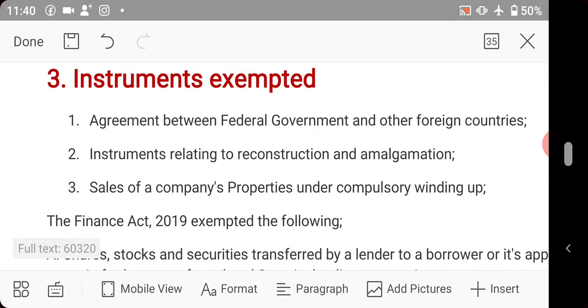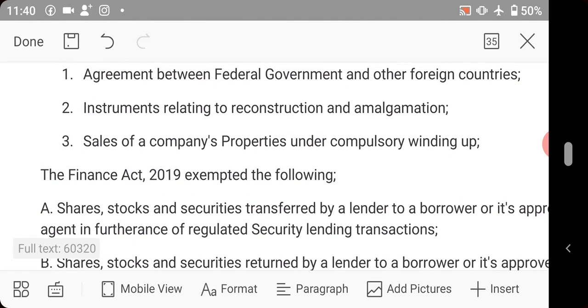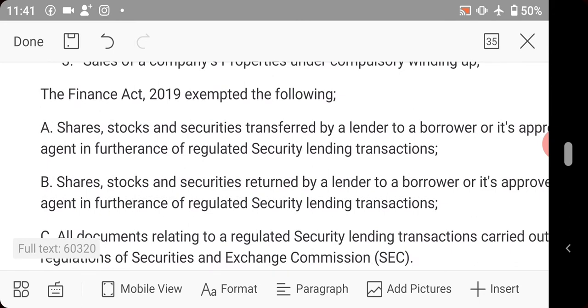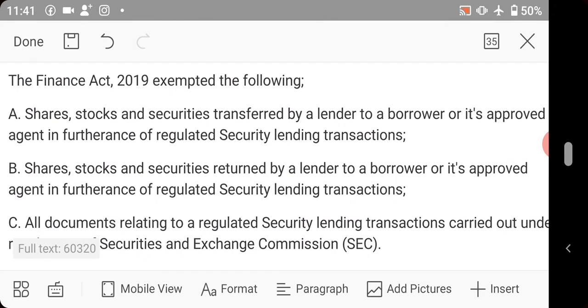Instruments exempted from Stamp Duty Act. Agreements between federal and foreign countries. Instruments relating to reconstruction and amalgamation of companies. Sales of a company's properties under compulsory winding up. Finance Act 2019 exempted the following: shares, stocks, and securities transferred by a lender to a borrower or its approved agent in furtherance of regulated security transactions. So, any stock you are buying, any security you are buying from the Nigerian Stock Exchange that is under the regulation of Security and Exchange Commission is exempted from stamp duty.